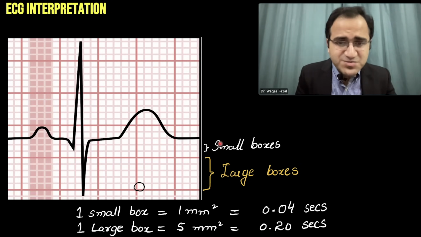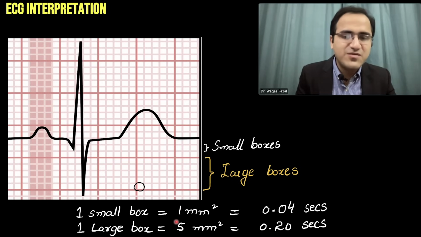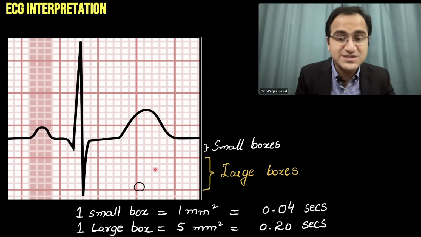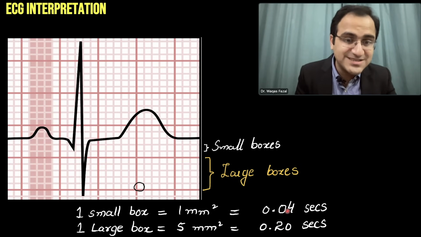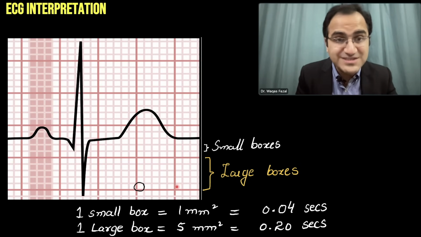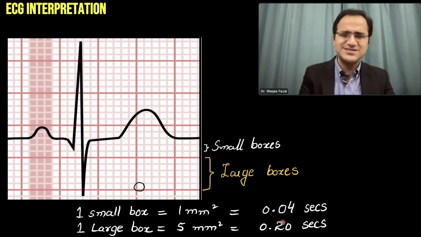Now each large box is composed of 5 small boxes, so we multiply these numbers with 5. 5 multiplied by 1, 5 millimeter squares. So the size of a large box is 5 millimeter square. 5 multiplied by 0.04 seconds is 0.20 seconds. So one large box represents 0.20 seconds.